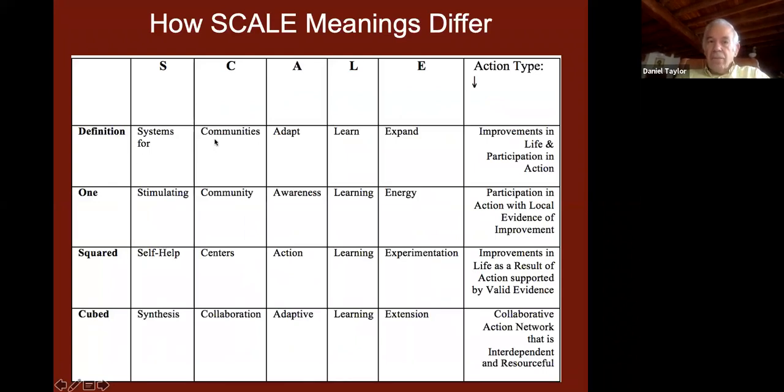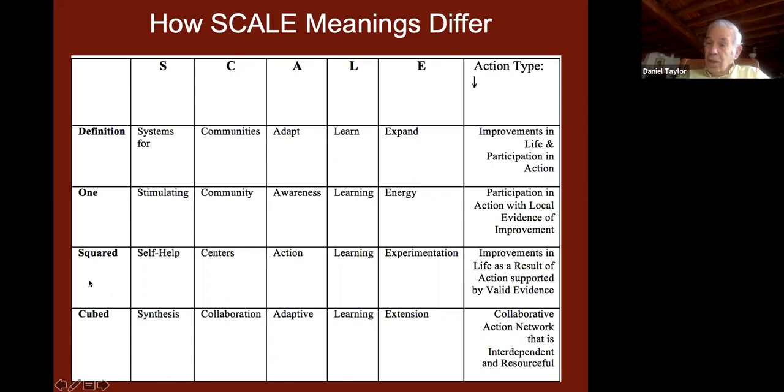In scale 1, well, let's go with scale itself. What does scale itself mean? It's a system for improving communities to adapt, learn, and expand. And in that system, improvements in life and the participation of others is happening. That's what's happening in the overall scale process. And then in scale 1, you're stimulating communities to grow in awareness so that they learn and so that their energy is engaged. Okay? You're stimulating, this is a direct cause and effect. You're stimulating communities' awareness to do this.